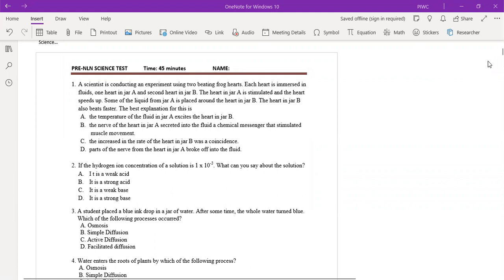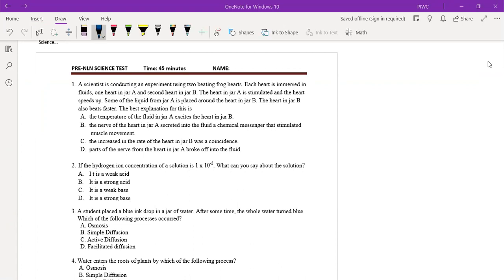So let's begin with the first question. A scientist is conducting an experiment using two beating frog hearts. Each heart is immersed in fluids, one heart in jar A and the second heart in jar B. The heart in jar A is stimulated and the heart speeds up. Some of the liquid from jar A is placed around the heart in jar B. The heart in jar B also beats faster. The best explanation for this is, so which one do you think is the best explanation?